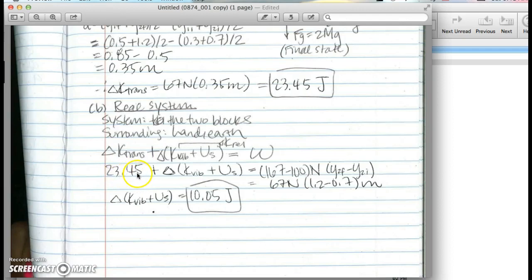We already know delta K trans from part A, and the question asks us to calculate this as a whole, not individually, so we just leave it in this form for now. The force is the same, but in the real system, since we analyze not the center of mass but how the point of contact moved, that's just y2f minus y2i, which is 0.5 meters. So if you do the algebra, the total change of K vibrational and spring potential energy is around 10.05 joules.